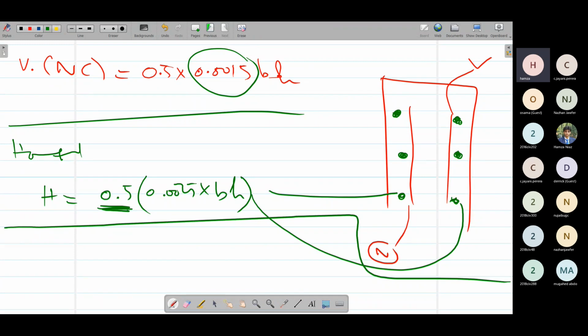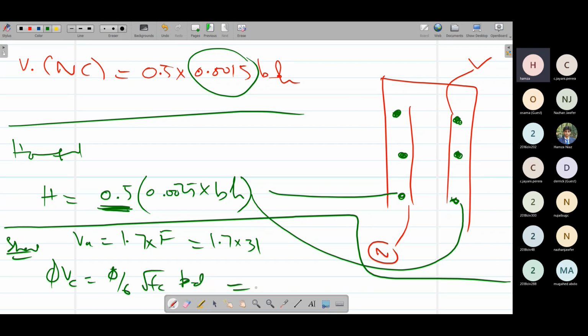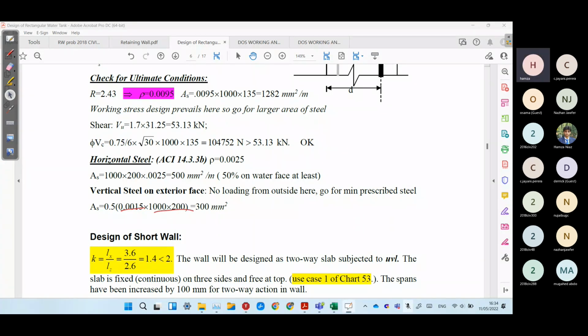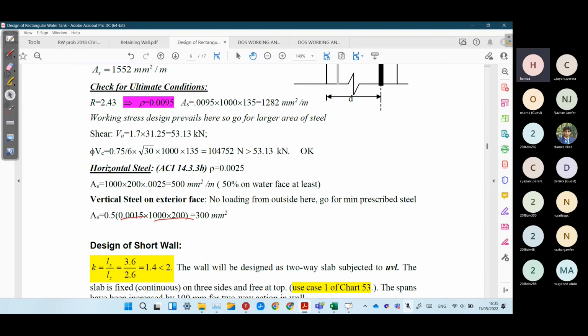Last thing we have to check is the shear. The shear is simple: we use the factored force, 1.7 into the force F. Our force was 31, so 1.7 times 31, and we get this applied shear, Vu. Then phi Vc is phi, 5 over 6, square root of fc dash, bd. Plug in the values and you'll get phi Vc. Phi Vc should be greater than Vu. Any issue in this long wall? It is almost exactly the same as the retaining wall.